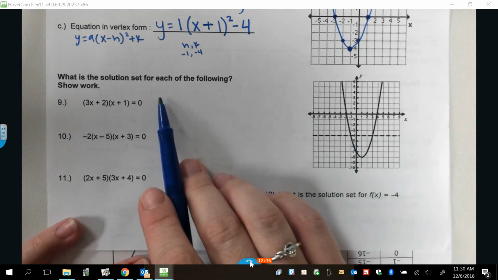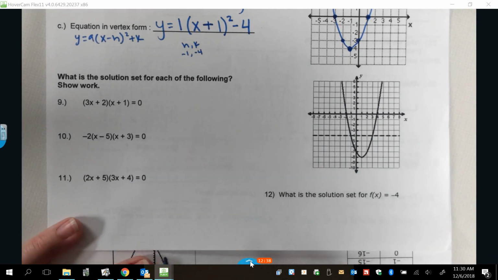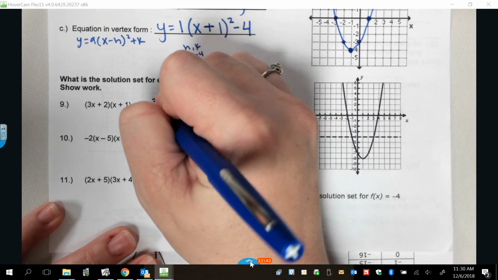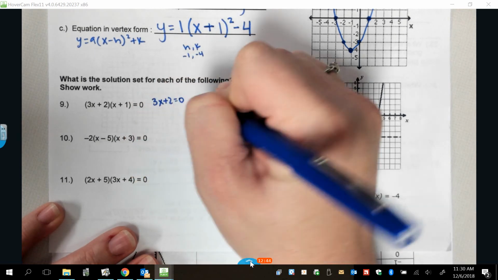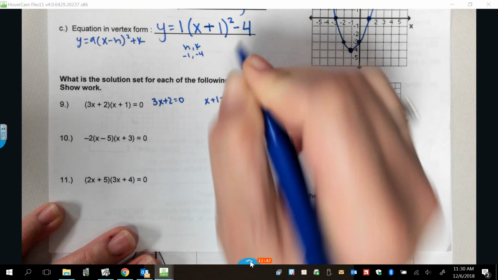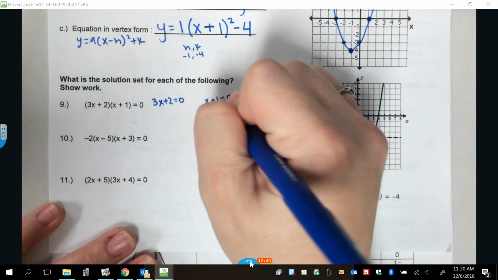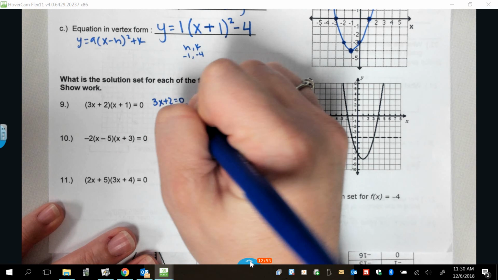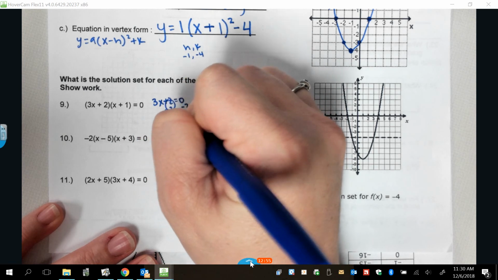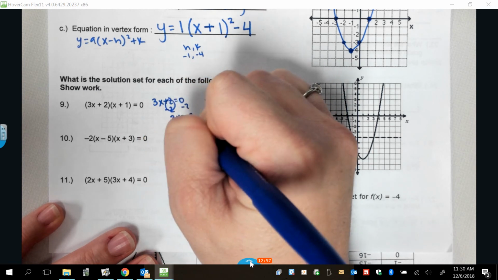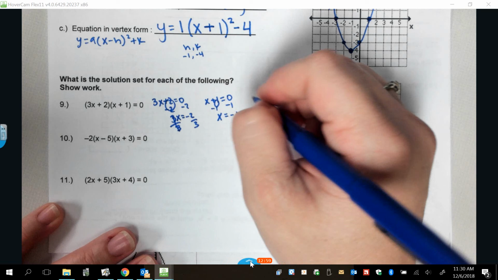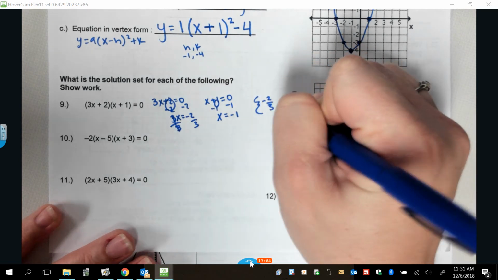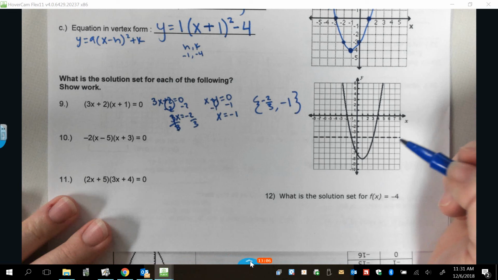So it says, what is the solution set for each of the following? Show work. Well, this is when you set them equal to 0. 3x plus 2 equals 0. x plus 1 equals 0. Okay, so minus 1 both sides, x equals -1. Minus 2, minus 2. But here we get 3x equals -2. Divide by 3, divide by 3. So we get -2/3 and -1. Sorry, my watch keeps going off.